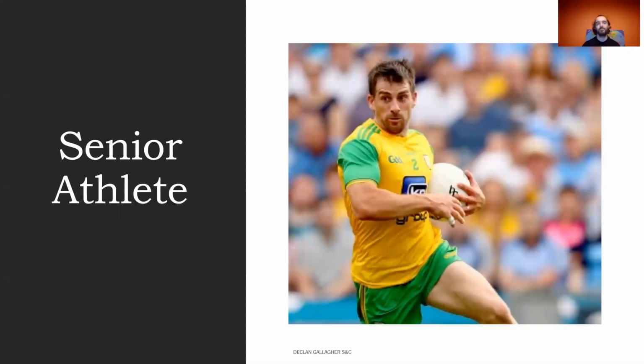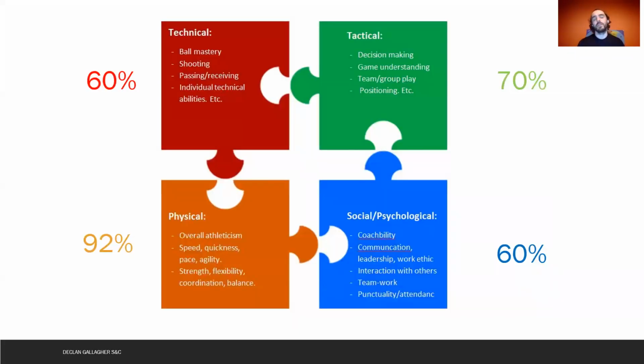Okay, so moving on to senior athletes. I touched on this a little bit before. We've all seen this model of sports performance, broken up into technical, tactical, social, psychological, and physical. This is me with my S&C lens on. Sometimes S&C can be quite straightforward in that we try and get our guys stronger, fitter, faster, and there's an objective and quantifiable element to that.